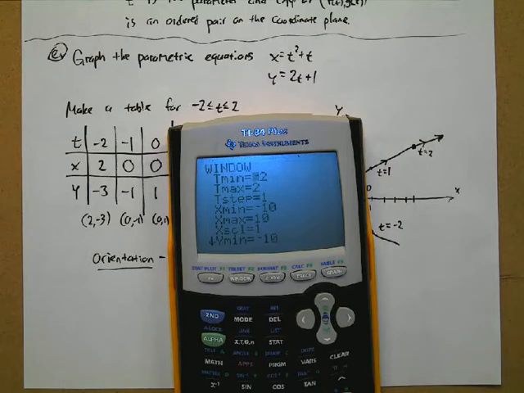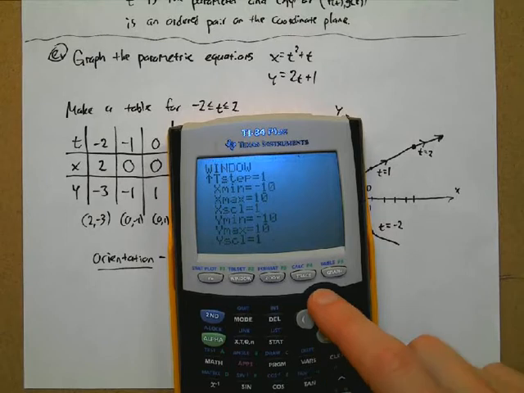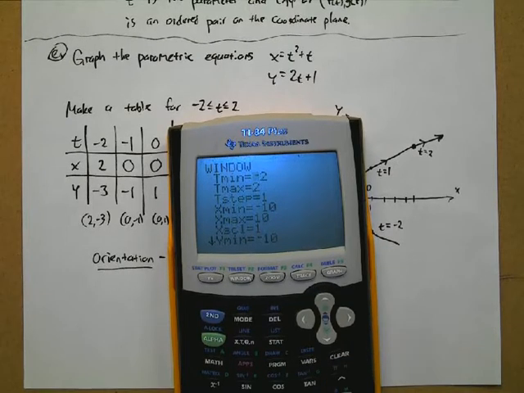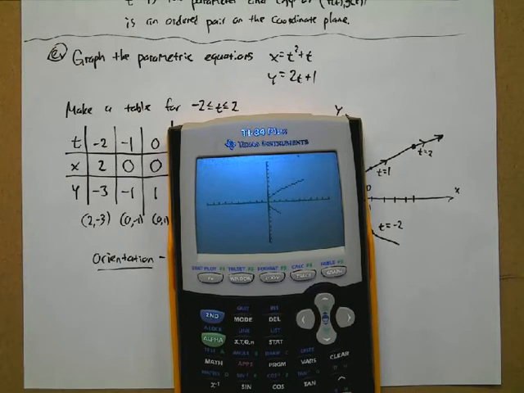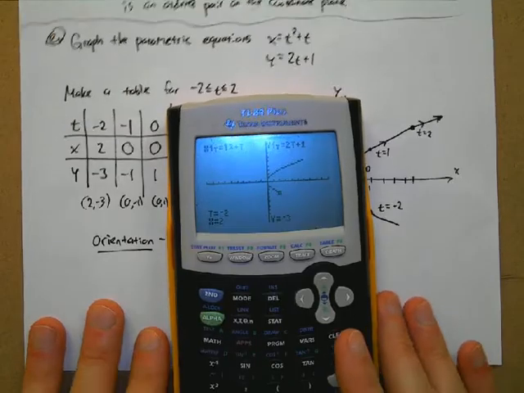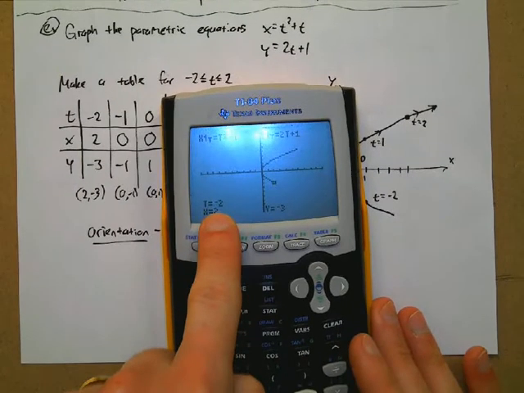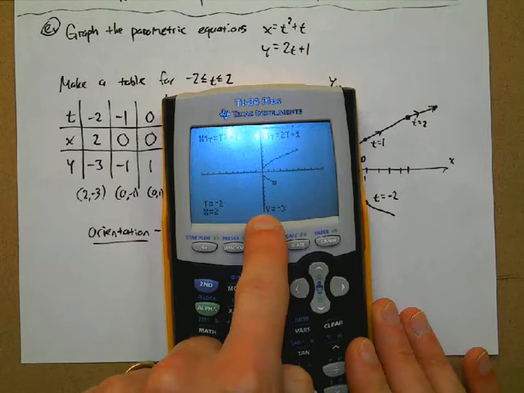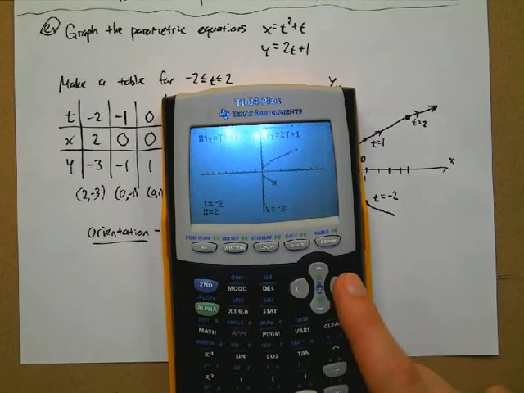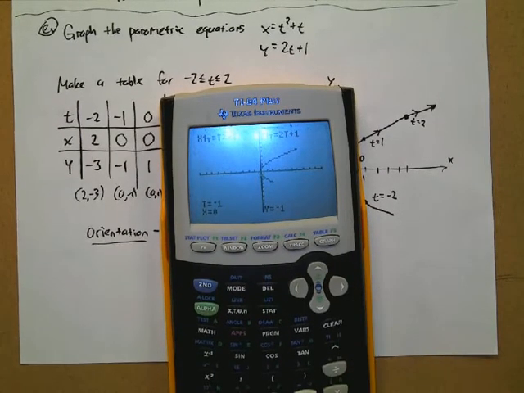Now, if you hit trace, you'll see here that we start at t equals -2, and there's our x coordinate 2, y coordinate 3. And if you press the right arrow button, the calculator moves to the left. Why? Because that advances to the next t value, t equals -1, and so the next point is to the left. You press right again, and again it jumps to t equals 0, t equals 1, t equals 2.